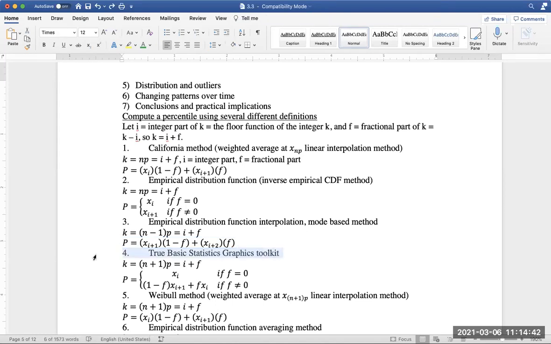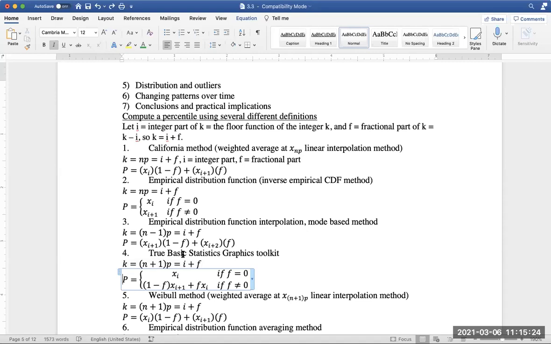True Basic Statistics Graphics Toolkit. This is a product by Microsoft, used for the way that it displays graphics on the screen. It's a very strange formula. It's a backwards formula. So let K equal N plus 1 times P. It's equal to X sub I if F is 0. And it's equal to 1 minus F times X sub I plus 1, plus F times X sub I if F is not equal to 0.